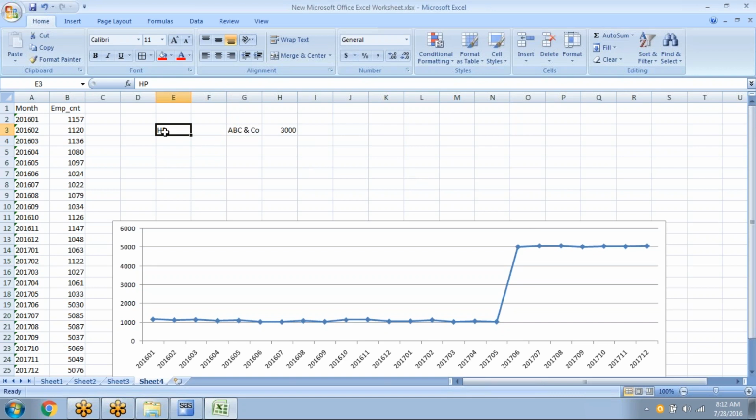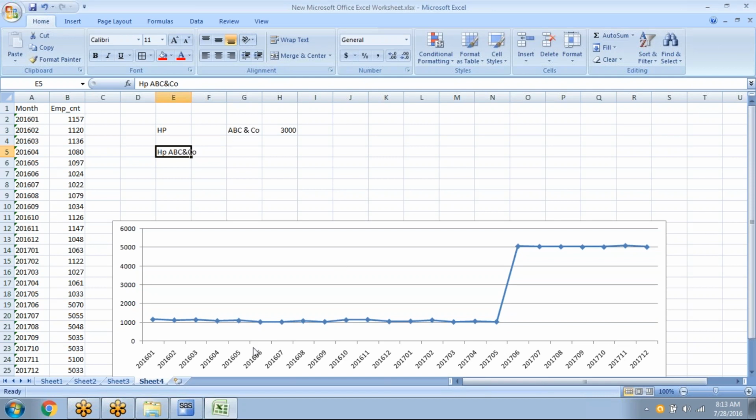Two things. You can get it from Google. You have to research and find the relationship between HP and ABC and Co, because you might see in the patterns in your data that HP is paying ABC and Co employees. Immediately you need to go to Google and check whether there exists any relationship or not.